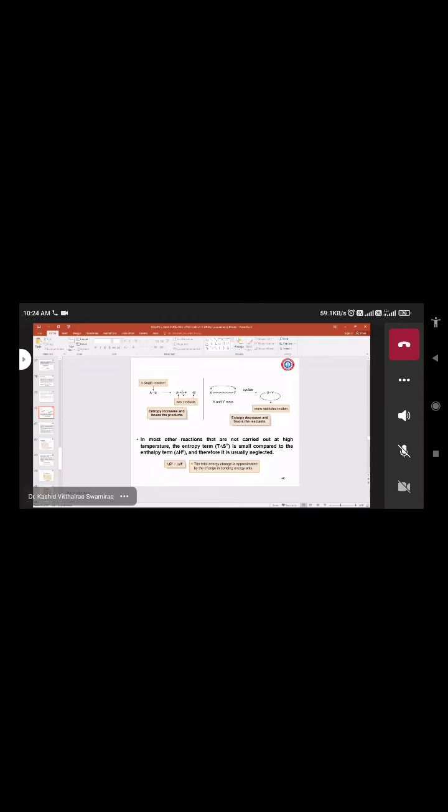Then you are providing a certain amount of energy, either in the form of heat or in the form of light. Okay, in reaction condition you are providing it by heat or by light.